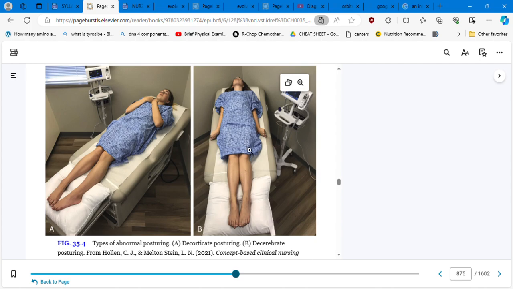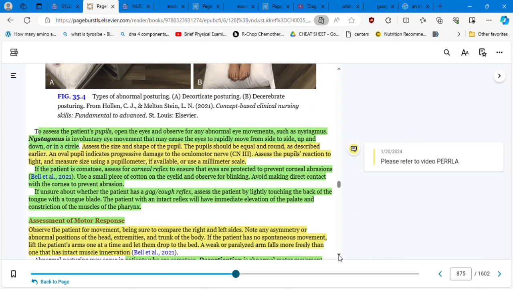But when the arms are moving outwards, right, it's called decerebrate, the image on the right side. Okay, to assess the patient's pupils, open the eyes and observe for any abnormal eye movement, such as nystagmus, which is involuntary eye movement that may cause the eyes to rapidly move from side to side, up and down, or in circles. Also, assess the size and shape of the pupil, and all this assessment is in the Perla video, so go and watch the video again.